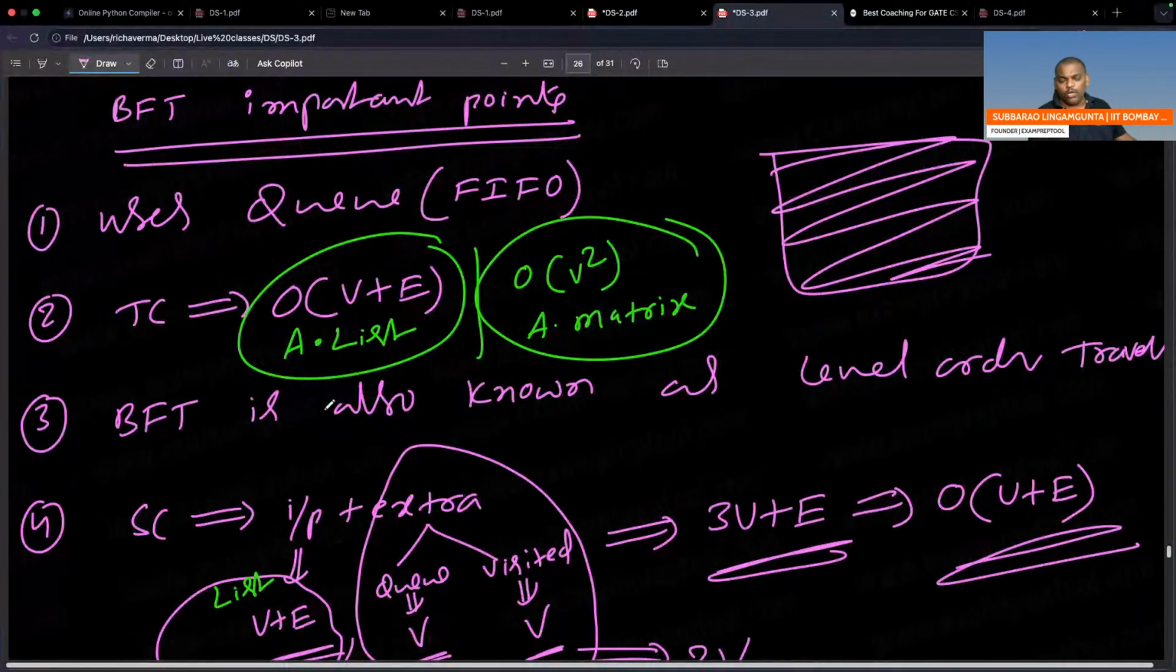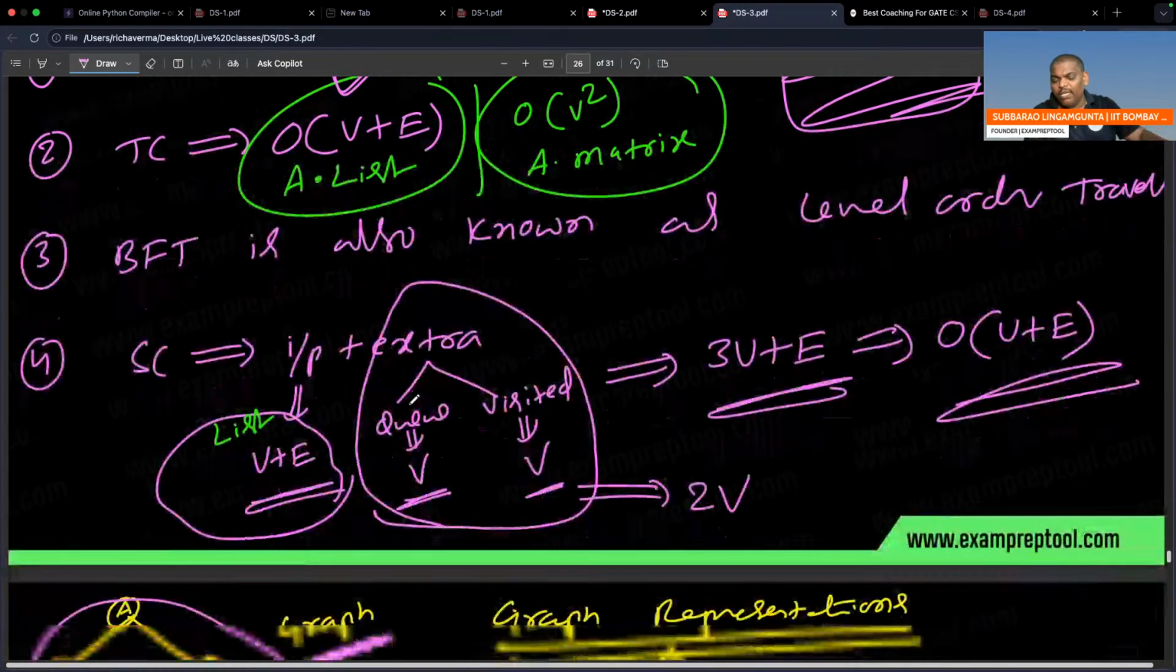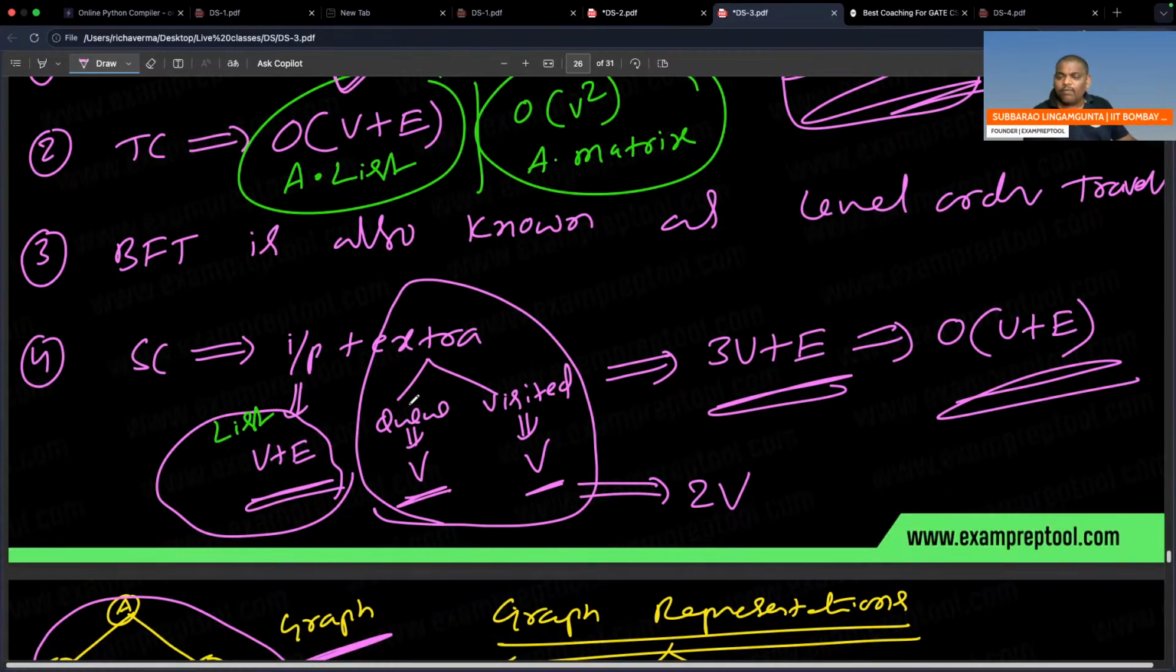BFS important points: it uses a queue. Time complexity is V plus E for the list, and V square for the matrix. Next one: if they don't mention anything, follow the first one. I didn't mention anything, so I wrote the first one. Next, BFS is also known as level order traversal.